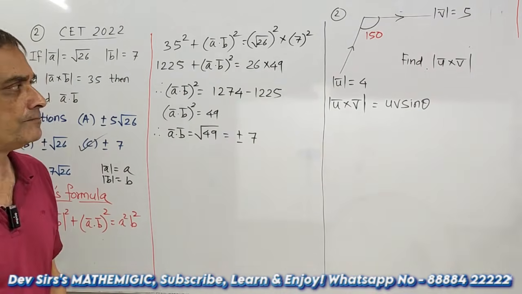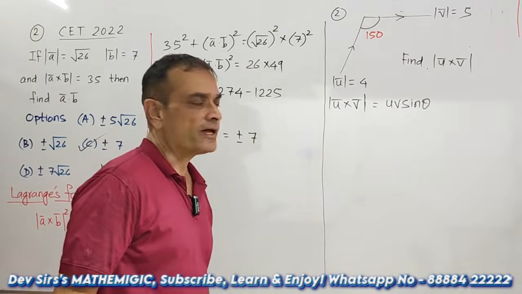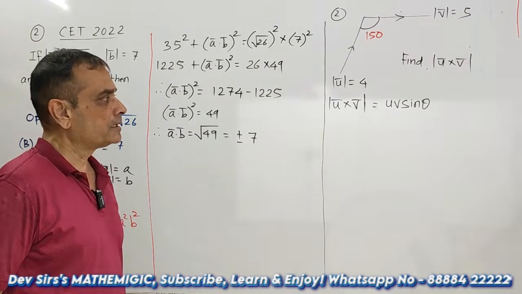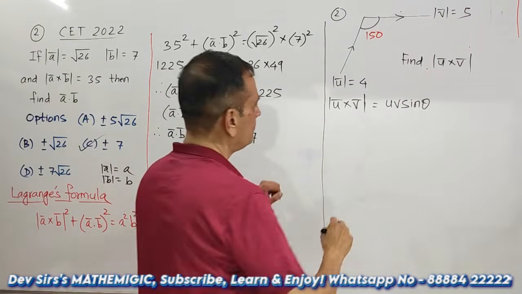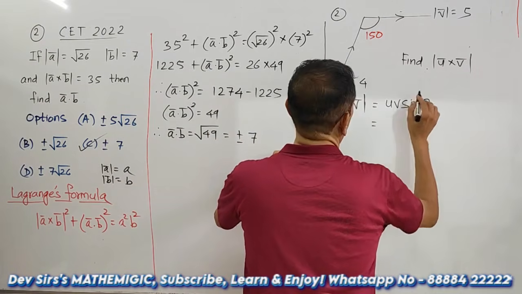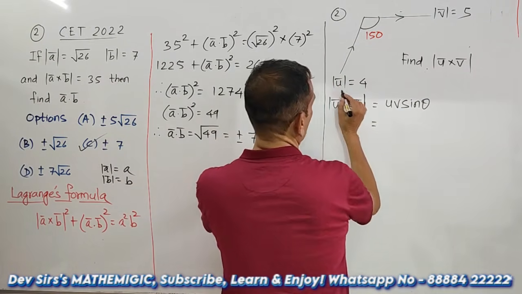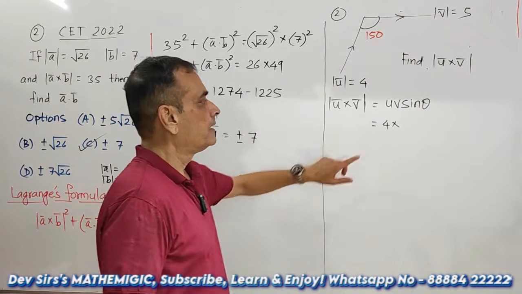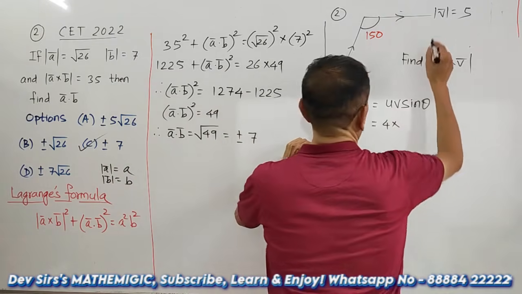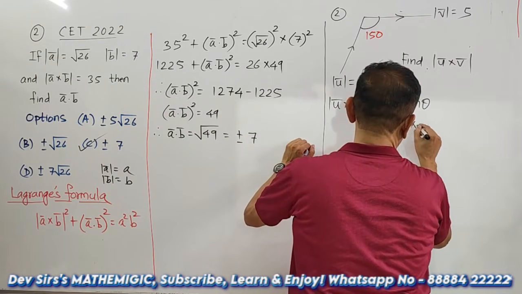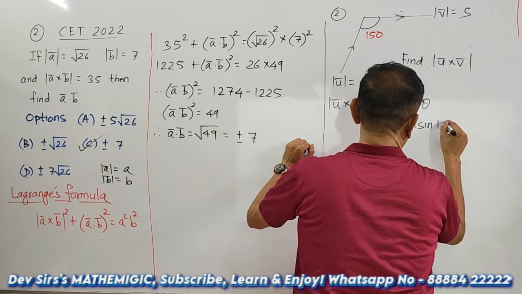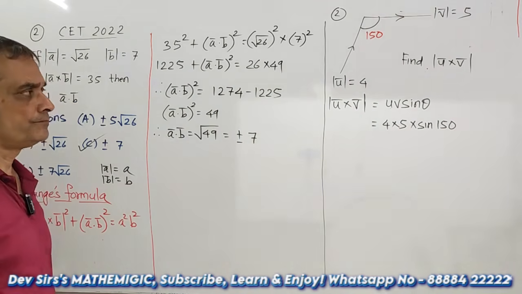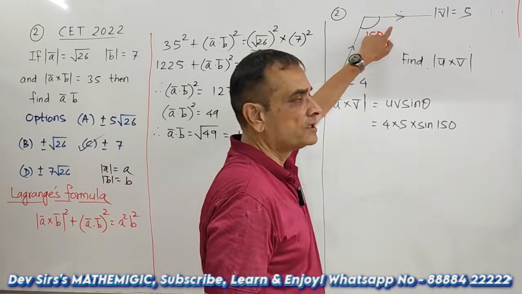uv sin theta. Magnitude of a cross b is ab sin theta. Okay, directly substitute. u means magnitude of u bar, as I have explained. v means magnitude of v bar. Sin 150. Theta is 150.